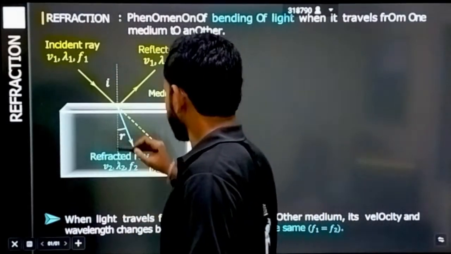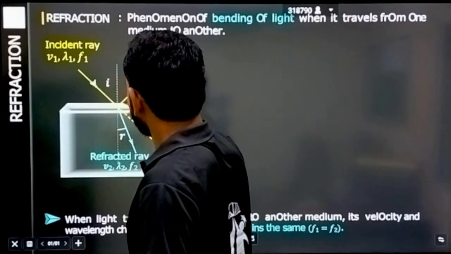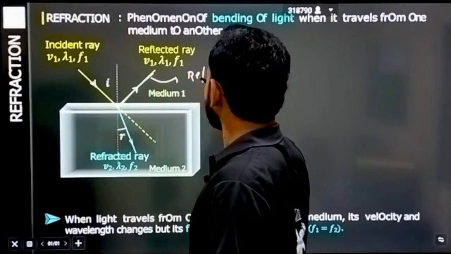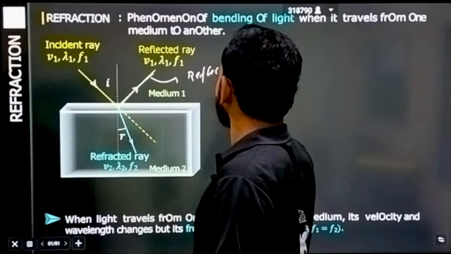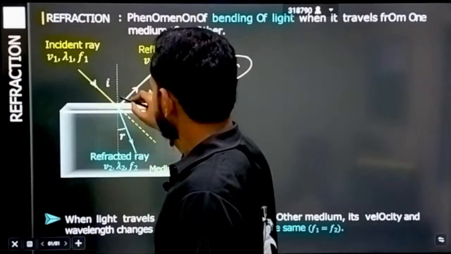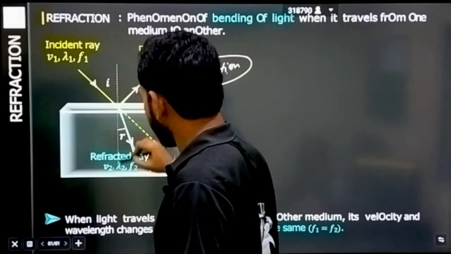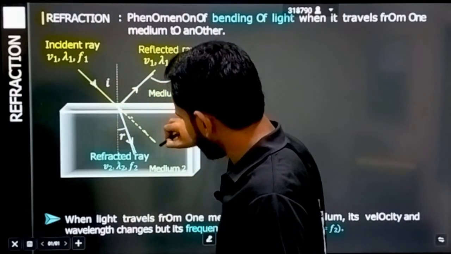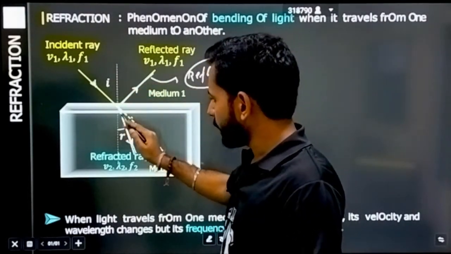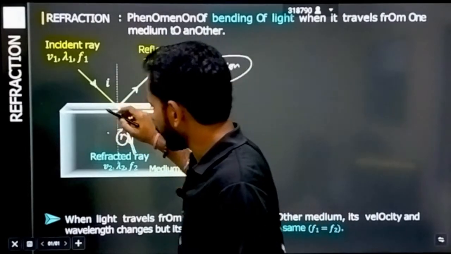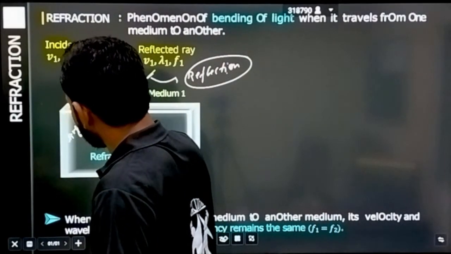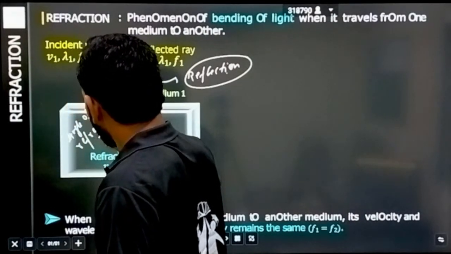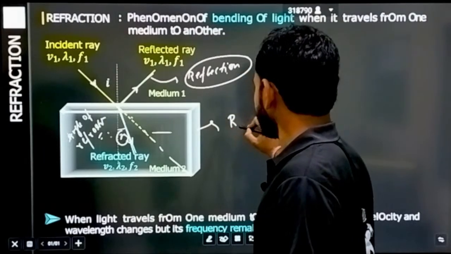See, this is the incident light. Some part of the light will get reflected. This phenomenon is called reflection. And some portion of the light will come into the other medium and it will bend its path. Can you say this was the original path that it was going, correct? And now it has bent its path. This is called angle of refraction. And this phenomenon is called what?